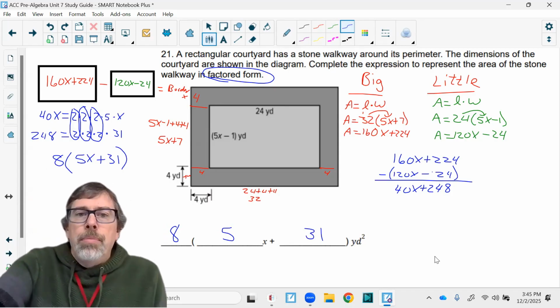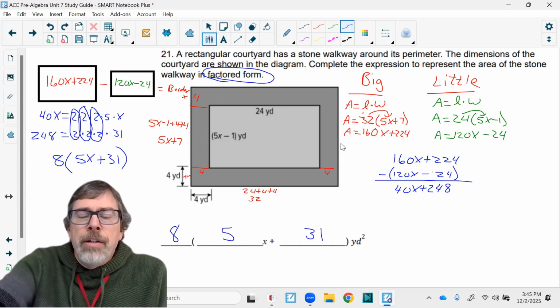Okay? Pretty complex problem. Find the area of the big rectangle, find the area of the small rectangle, subtract them, and then factor them. And that brings us to the end of the Unit 7 Study Guide. If you can do this, you can do the test.